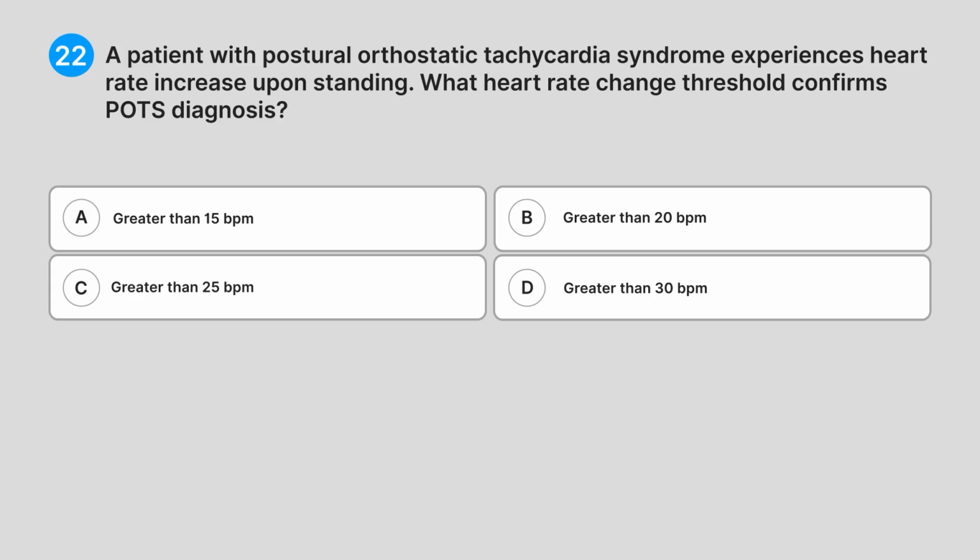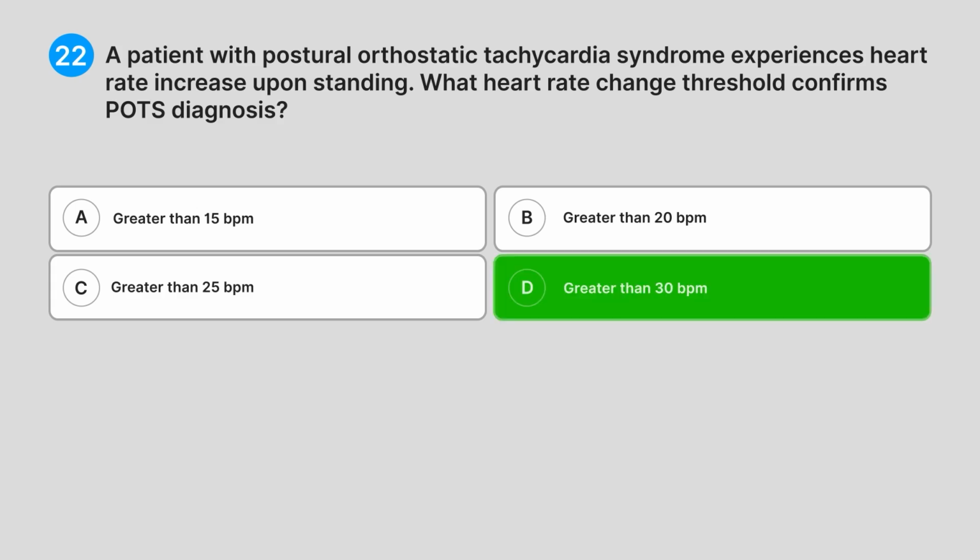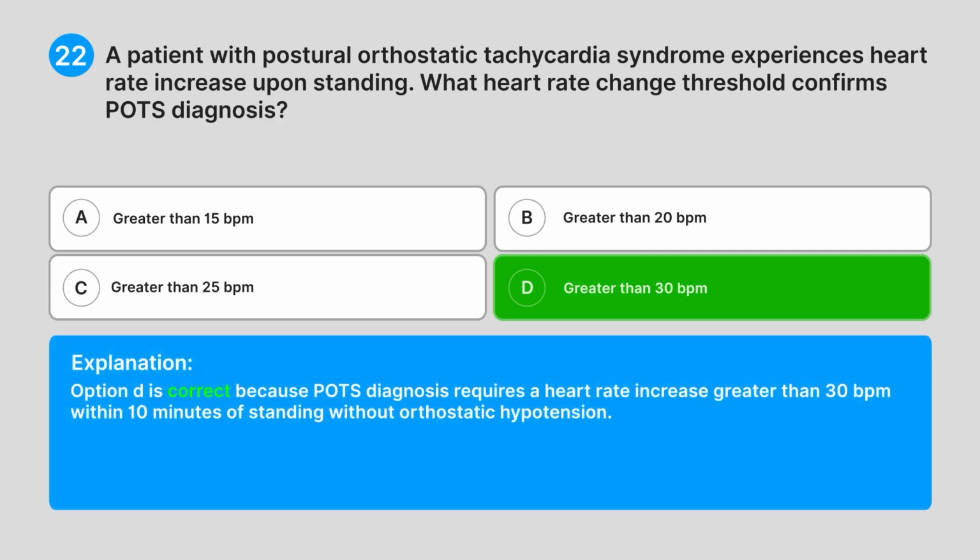Correct answer, D. Greater than 30 BPM. Explanation: option D is correct because POTS diagnosis requires a heart rate increase greater than 30 BPM within 10 minutes of standing without orthostatic hypertension.